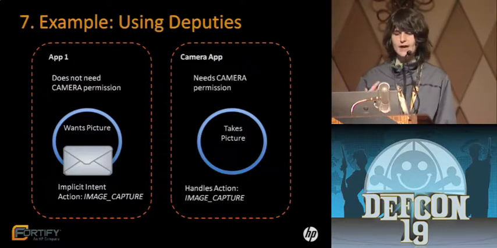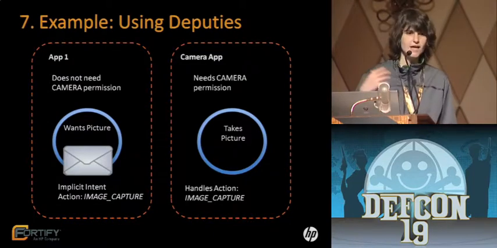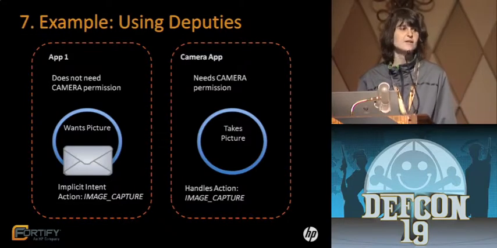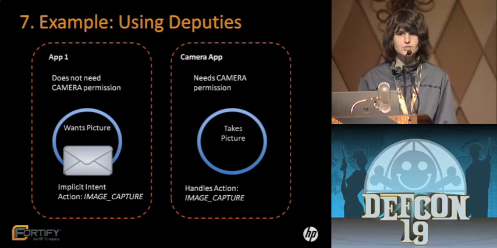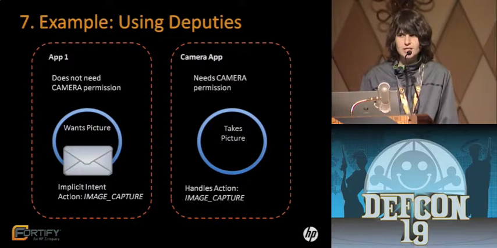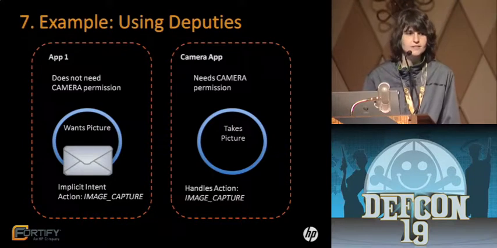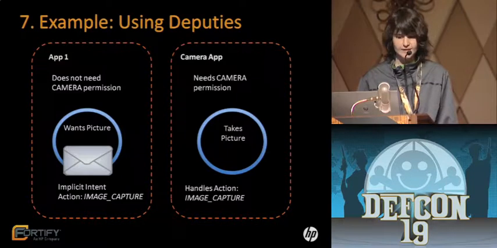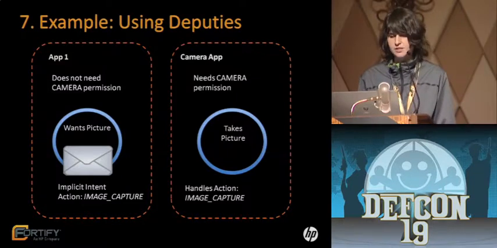But then there's also an app one, and all it does is that it asks the camera application for a picture. It doesn't actually take it, doesn't access the camera, so it doesn't need a camera permission. But the developer might think that, well, my application has something to do with the camera, so it probably needs a camera permission. And end up with an overprivileged application.